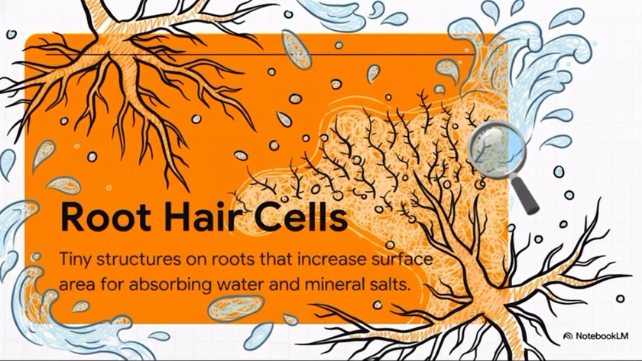And the real secret to how they do this so well, it comes down to these things: root hair cells. Now, these aren't the big, thick roots you can see. They're microscopic little extensions covering them. The best way to think of them is like millions of tiny sponges, which massively increases the surface area for soaking up as much water as possible.